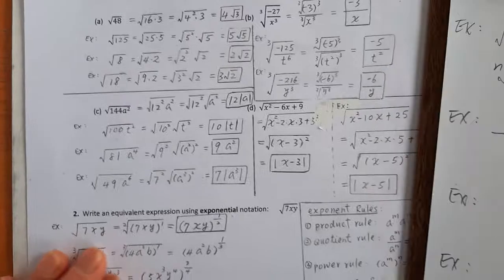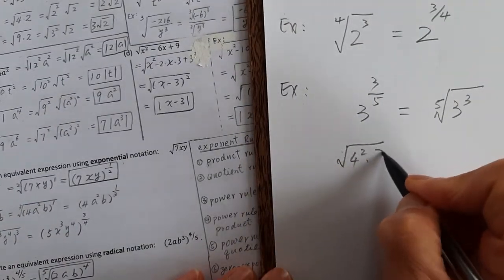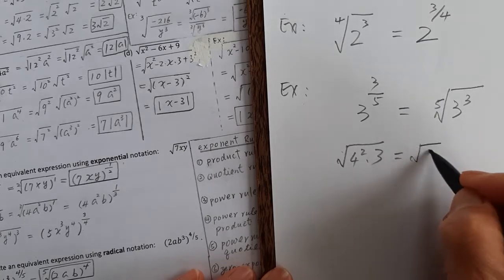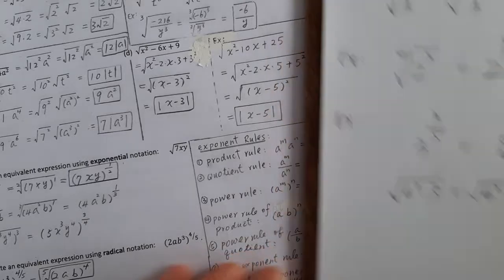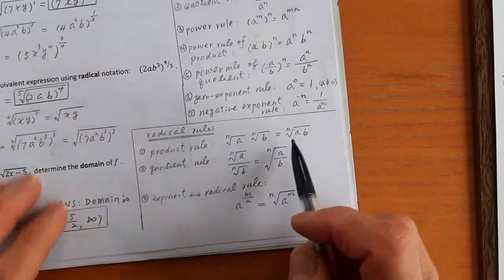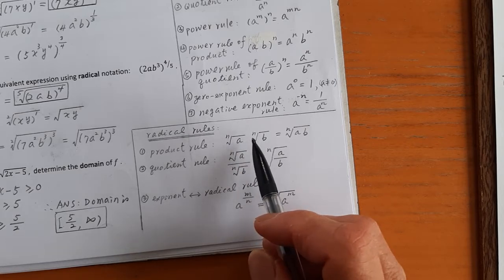Separate it by the product rule. Square root of 4 squared times 3. Separate: square root of 4 squared times square root of 3. The product rule of radicals: the nth root of a times b equals separate, take the nth root.